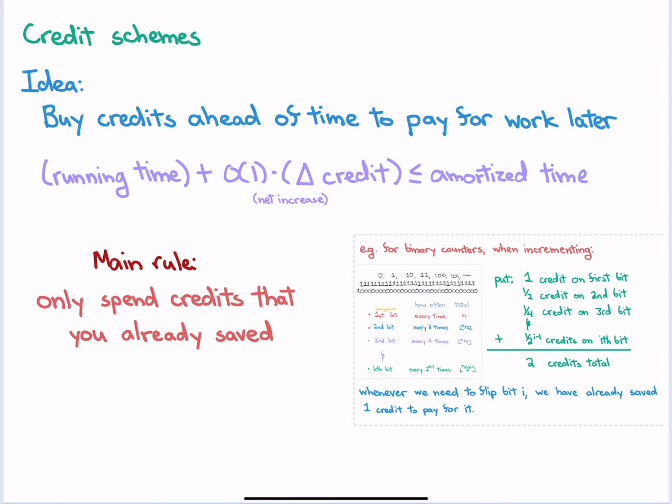That's the rule. It's not hard to show that as long as you follow these rules, you can pull out a direct analysis and formally show you get the right amortized running time. That's in the notes. It's only like a paragraph. But I wanted to focus more today on how to use these things, the applications, and why it's fun. Hopefully you'll follow up at some point. So that's credit schemes.